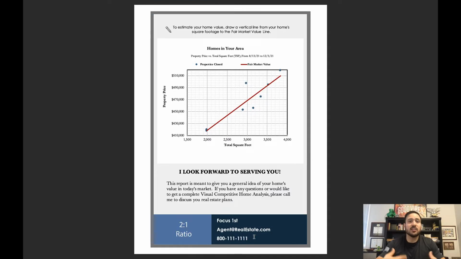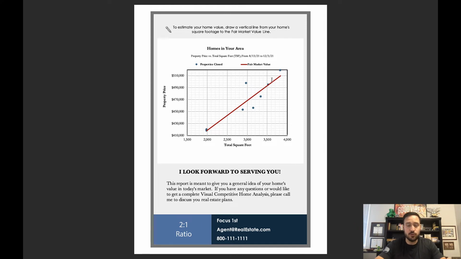Now the next logical question is, what's my house worth? On this back side here, we have this thing which is called a scattergram. Now this lets you compare total square feet to property price that's sold, and really lets us kind of examine the pricing factors. So in this case, you're going to give them a pen and have them draw from their square footage up to the fair market value line.